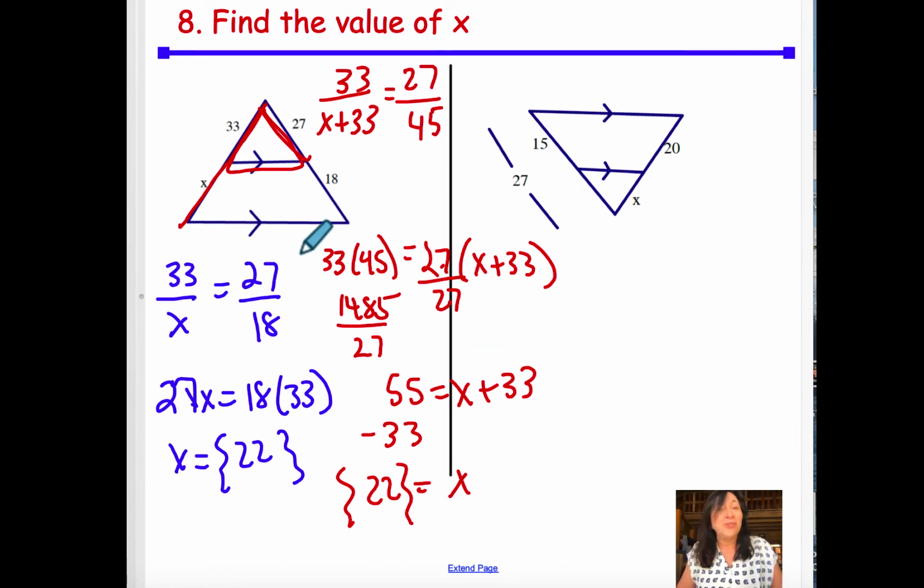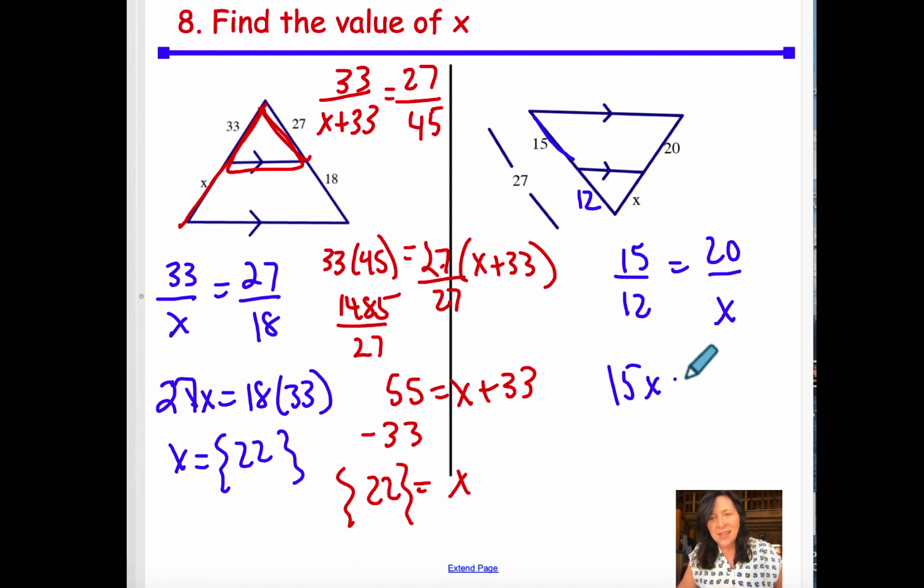So you can choose. For this one right here, though, I also can do that, and I could be smart like that, and I can say, if I know that this whole length is 27, right? 27 subtract 15 is just 12, so I know this is 12. So realistically, I can say this side 15 is to 12 as 20 is to x. I can cross multiply. I can go 15x is equal to 12 times 20.